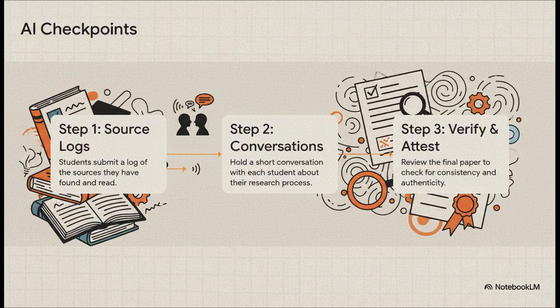Now, with all the new AI tools out there, authenticity is more important than ever. To help you out, the College Board has built in a few required checkpoints. Think of it as a simple 3-step process. First, students turn in a source log. Second, you have a quick chat with them about their process. And third, you review their final paper to make sure it's their work before you submit that final attestation.